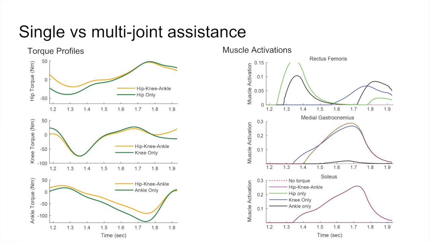The muscle activations also show interesting behavior for single versus multi-joint assistance. With single joint assistance, uniarticular muscles such as the soleus experience complete deactivation when their joint is active, but no reduction in activation when the other joints are activated. Biarticular muscles change activation differently depending on the actuated joint, indicating the importance of considering the coupling in multi-joint exoskeleton assistance.